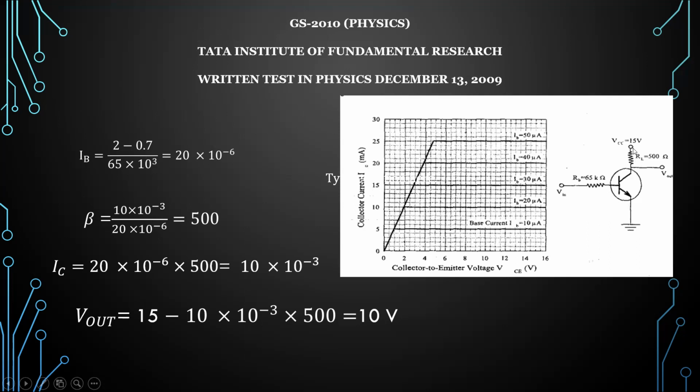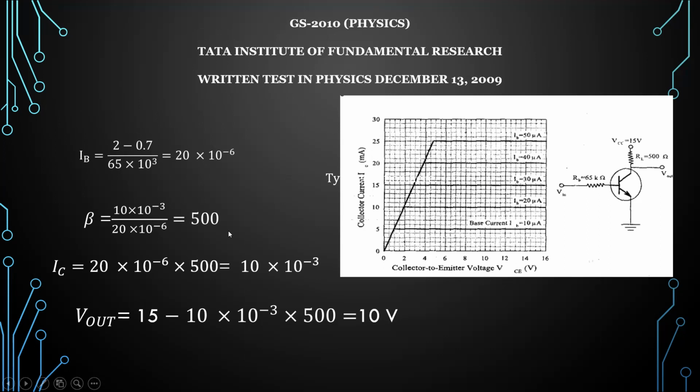Now I want to find how much current is flowing here. The current flowing here is IC. So for IB equal to 20 microampere, your IC is 10 milliampere. So you can directly find the IC value here, or you can find the beta from this characteristics. You can find the beta value as IC divided by IB.